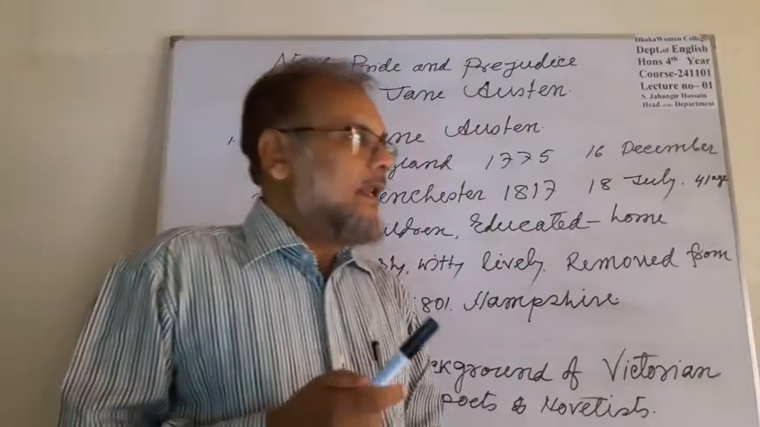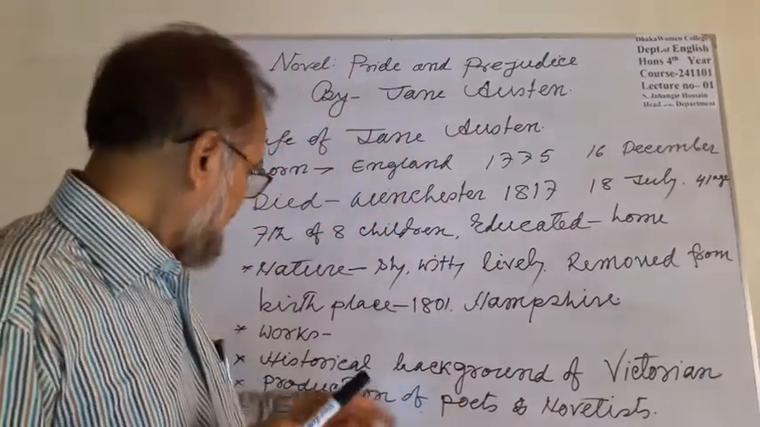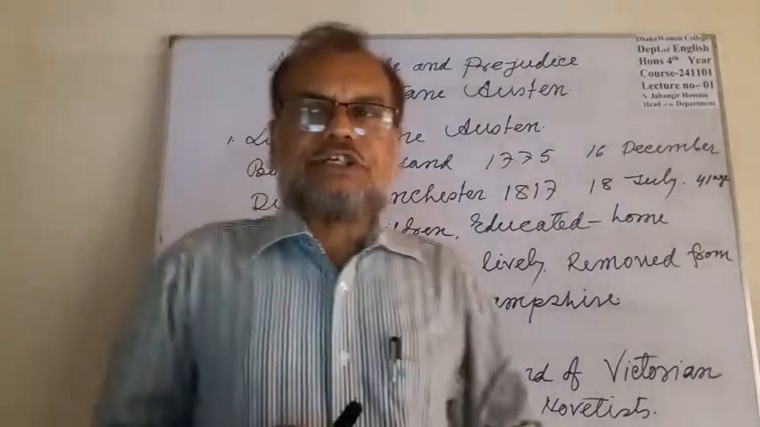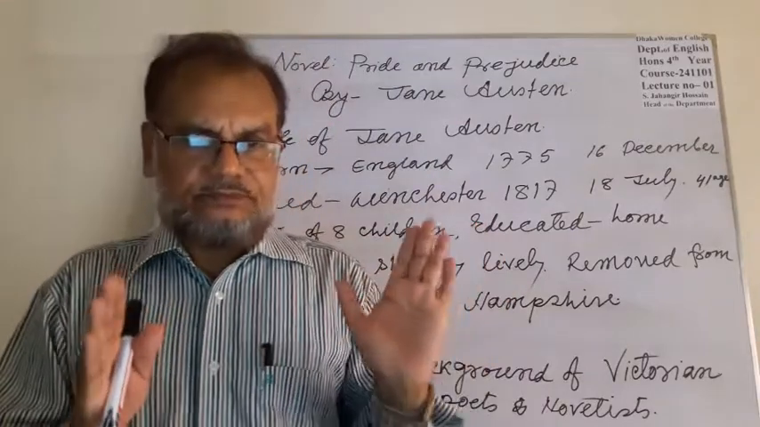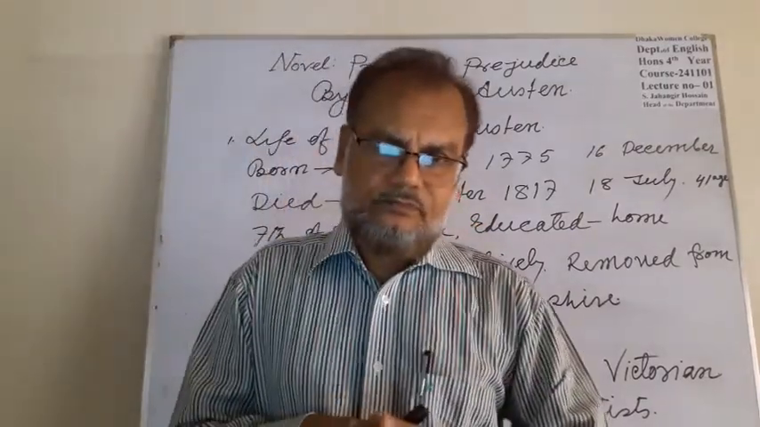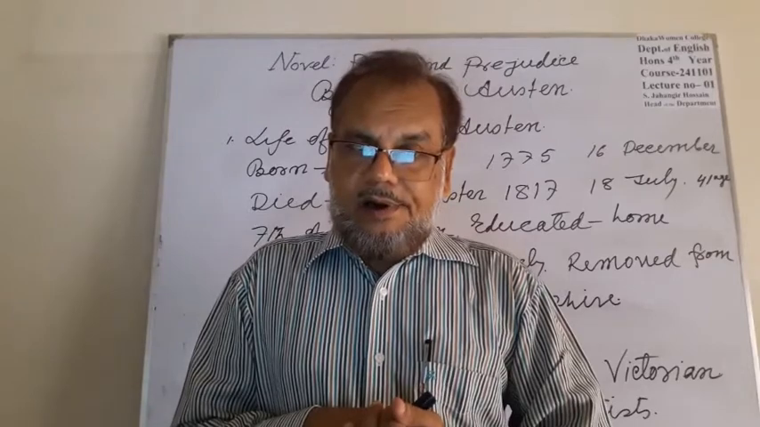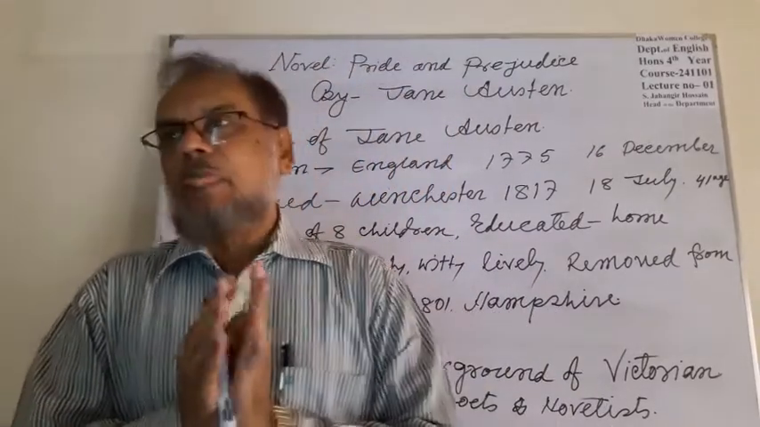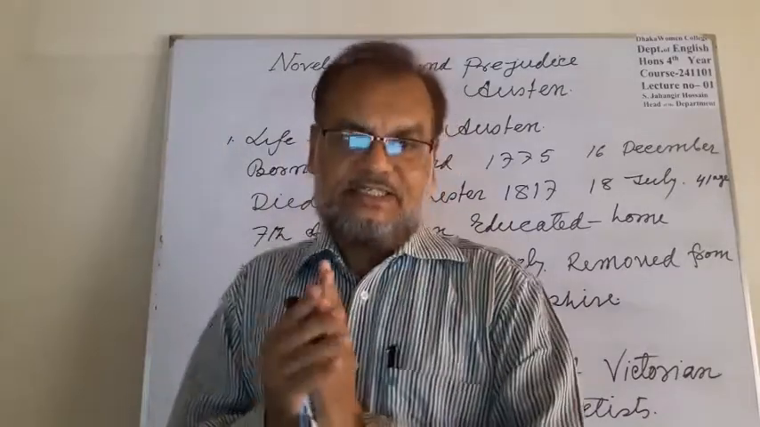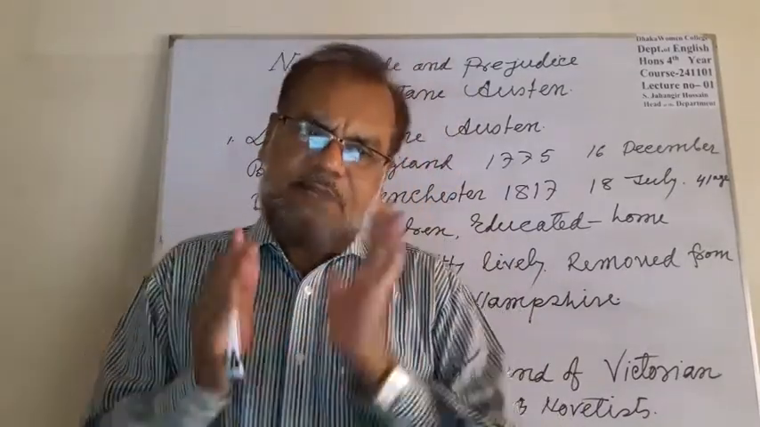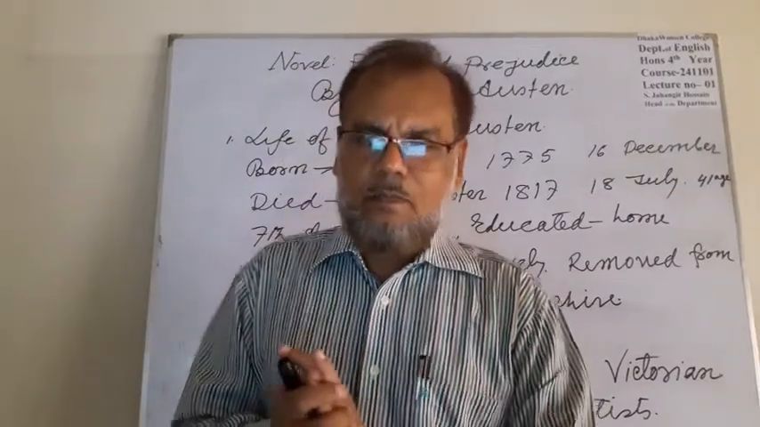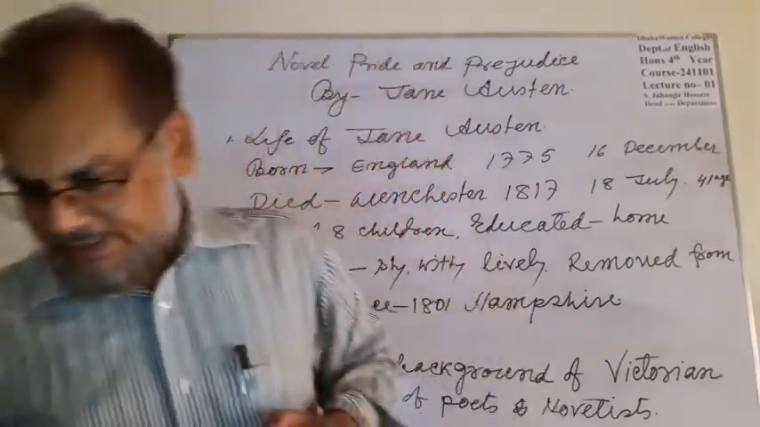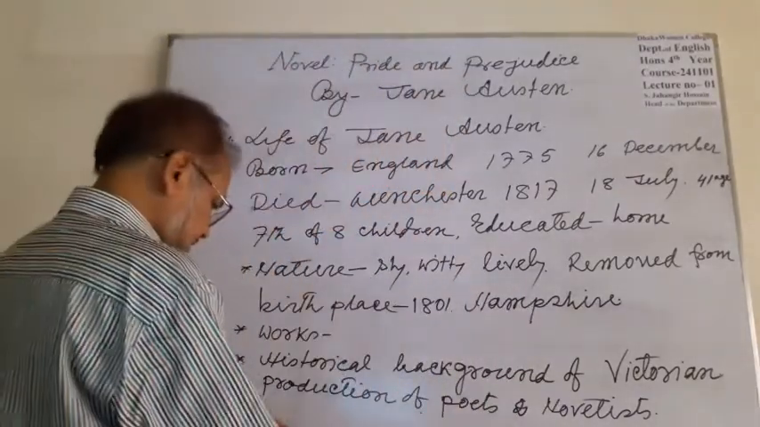Now, let's see her works. She became a famous novelist. Major novels of Jane Austen. They are very remarkable and important novels. Number one, Sense and Sensibility.